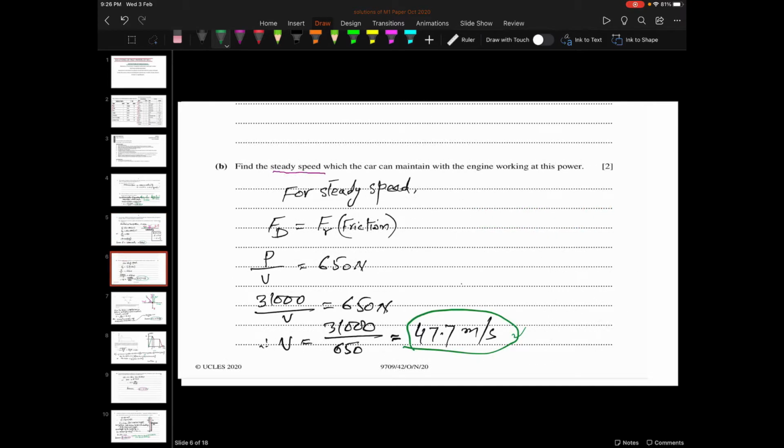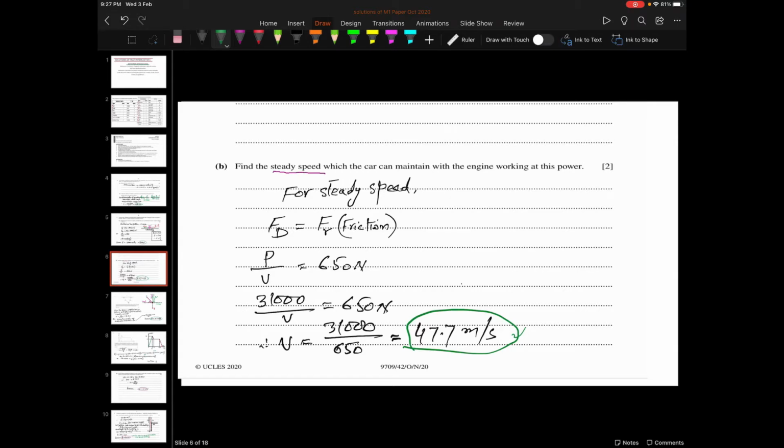Now, in B part of question number 2: find the steady speed which the car can maintain with the engine working at this power. For steady speed, applied force is equal to force of friction. So P upon V is equal to 650 Newton. But the power we got in part A is 31,000 watts.